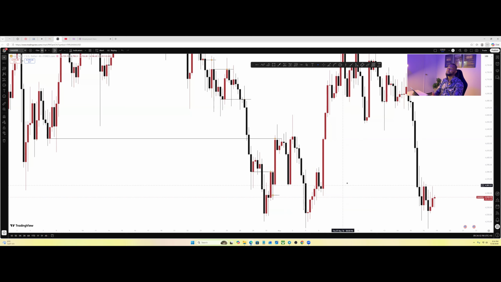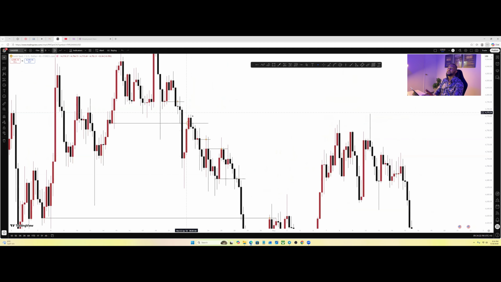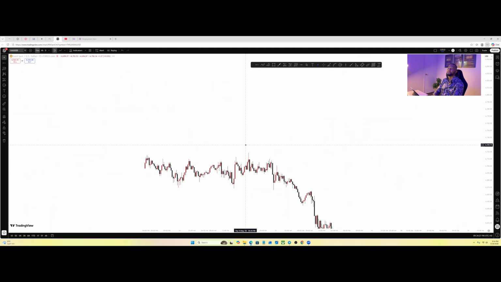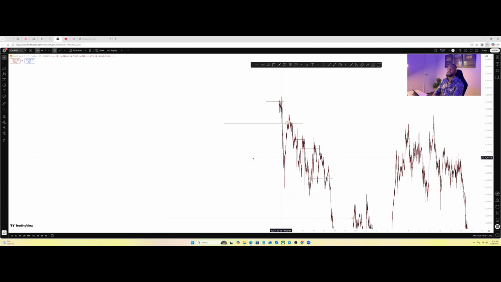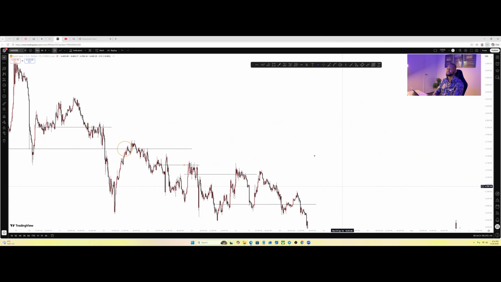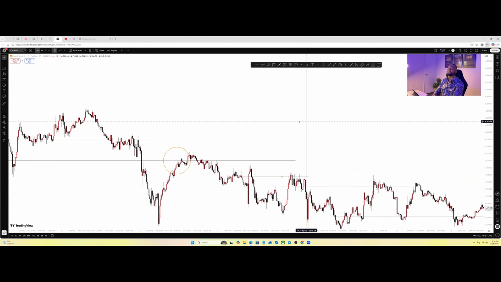Once I mark out my key levels, I simply wait, be patient, and wait for the market to come and react to my key level. Okay, so these are all key levels that the market has reacted to. Now that the market has reacted to those key levels, I simply go to my 15 minutes time frame, which is my entry time frame. Then I wait patiently for a candlestick.